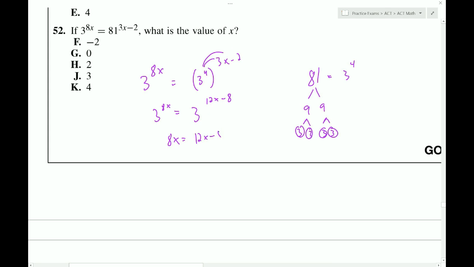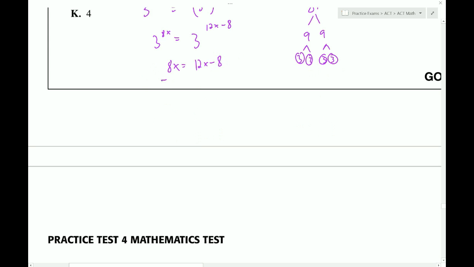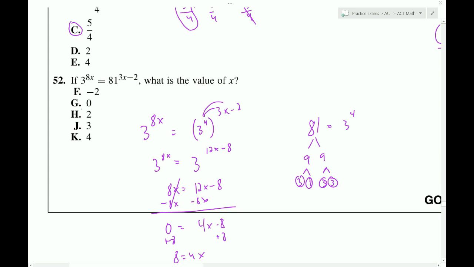Alright. And then we subtract 8x just to make it positive. We get 4x minus 8 is 0. Then we add 8. We get 8 equals 4x. Divide by 4. We get 2 equals x. Right, choice H.